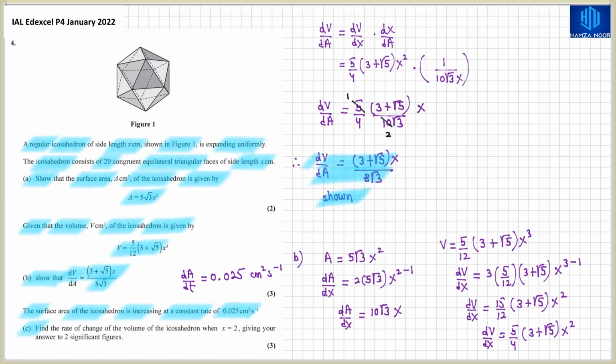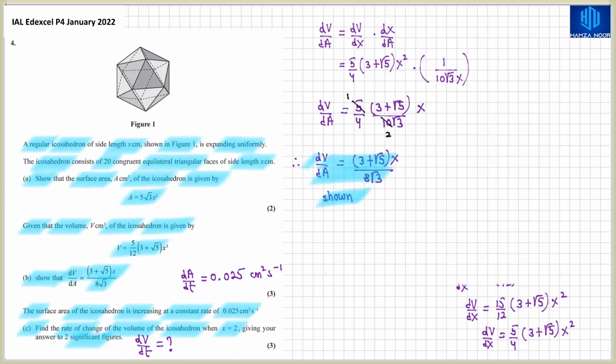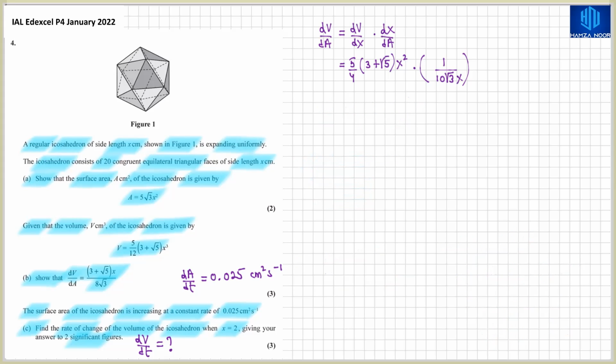So the requirement of part C is to find the rate of change of the volume of the icosahedron when x is equal to 2, giving your answer correct to two significant figures. So this means that we need to find the dV over dt value. Okay, we need to find the rate of change of the volume, obviously over the period of time. So we need to find the value of dV over dt. So I'm going to erase the working of part B so that we can solve part C on the same page. So we want to find dV over dt.